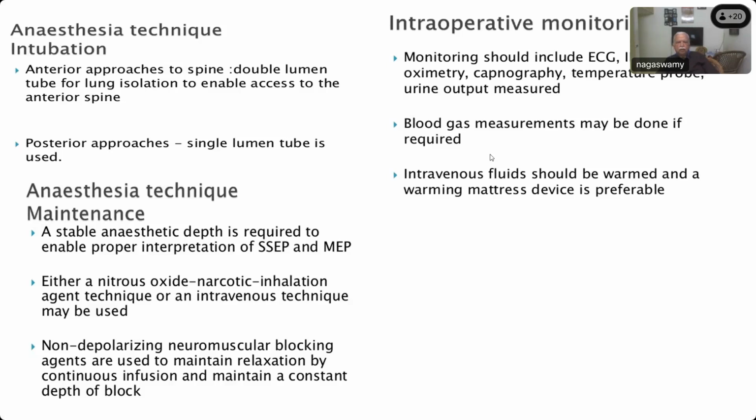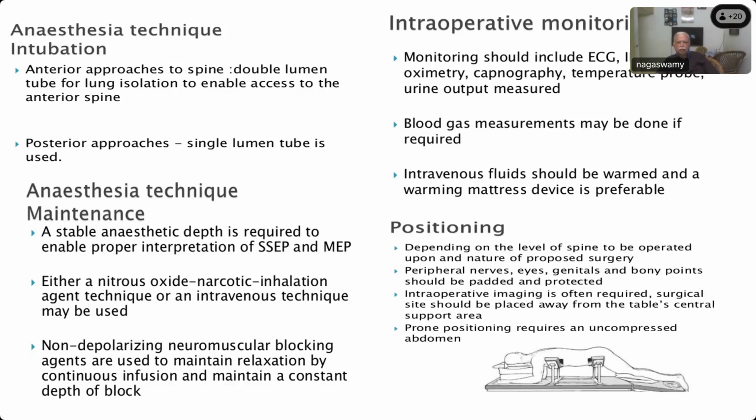Of course, you may require blood gas measurement now and then. Intravenous fluid should be warmed and all warming devices should be used. And positioning is very, very important to make sure that there is no abnormal hyperabduction or stretching of the upper limb, and the head is kept in neutral position along with the thoracic spine, and there is no pressure on the eyeball or forehead. There is no undue pressure on the groin to compress the vessels or the axillary area to produce any injury to the brachial plexus. All these things, and the calf, everywhere you must give proper support to all the bony points. So it is very important.